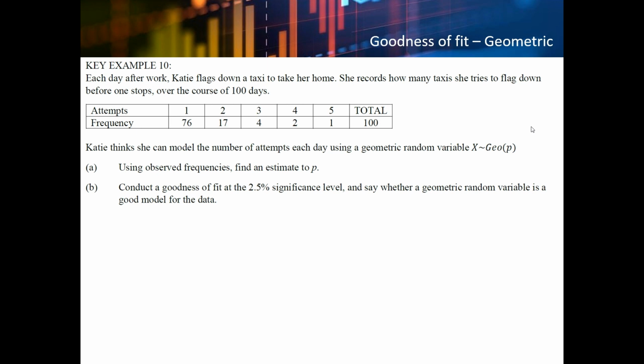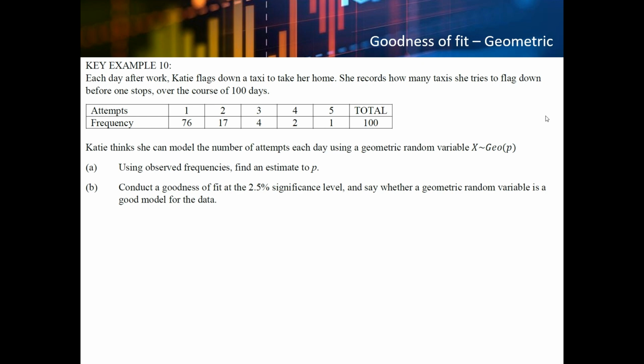So Katie's flagging down taxis to take her home after work. She records how many taxis she tries to flag down before one stops. So there's the attempts before one success. That means that we know we are in a geometric distribution. So she thinks she can model the number of attempts using this geometric distribution, where we don't, though, know the probability. So don't forget, probability is at its root cause, the total number of successes out of the total number of attempts.